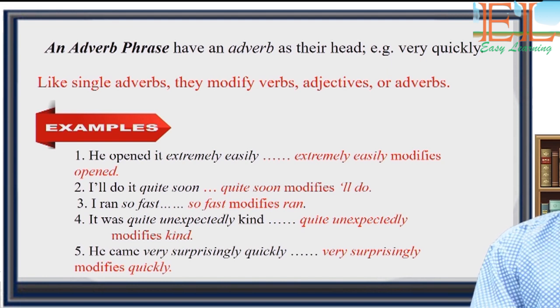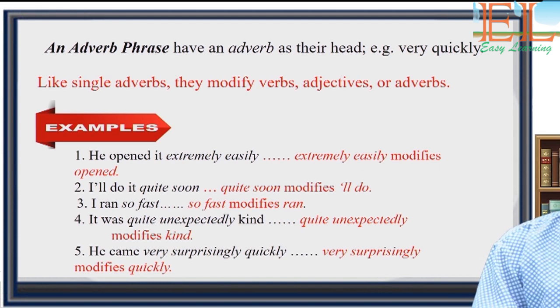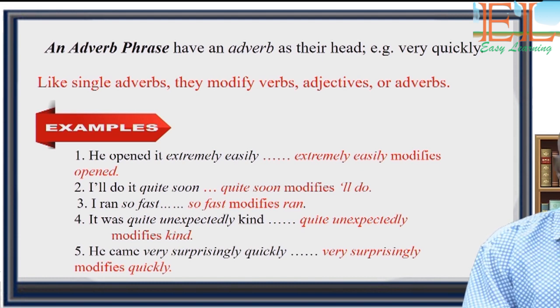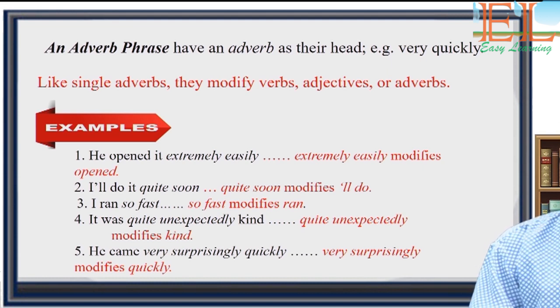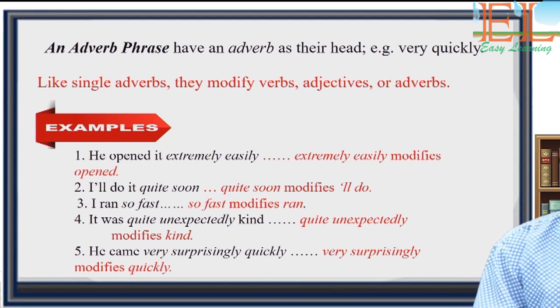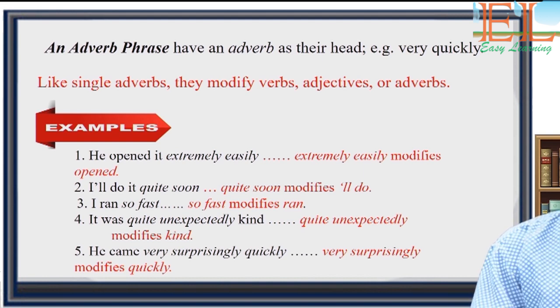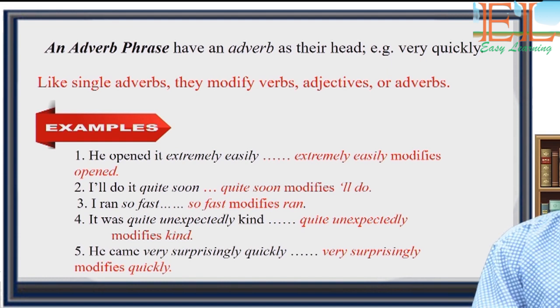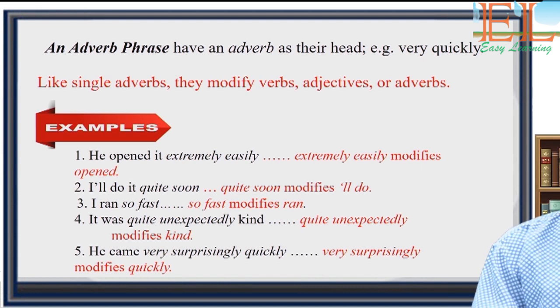"I will do it quite soon." The adverb phrase there is quite soon, and it is modifying the verb I will do. And take note that I didn't say it modifies the verb do. The verb in the sentence is will do. 3. "I run so fast." So fast is the adverbial phrase modifying the verb run.